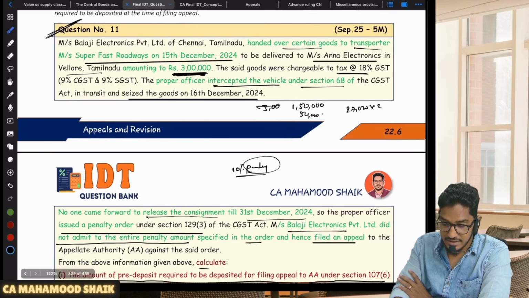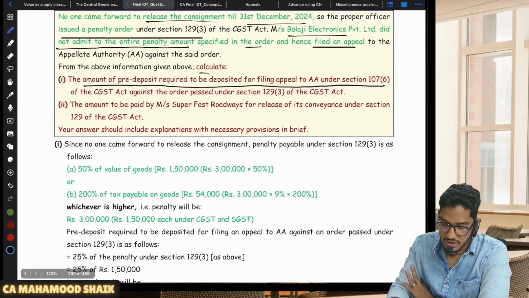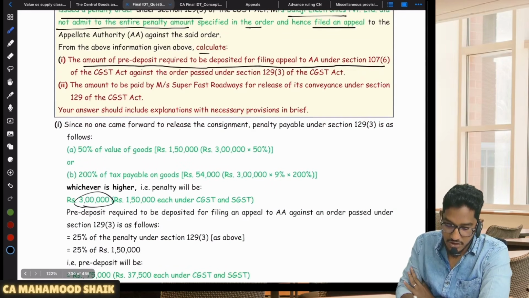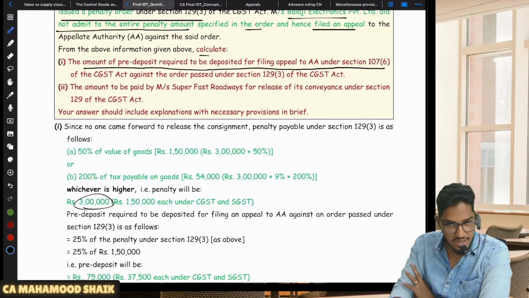Since it is CGST, SGST, 1,50,000 we will take. This is only under CGST heading, equal amount under SGST also. So total amount of penalty which will be charged, how much? 3 lakh. 1,50,000 under CGST, 1,50,000 under SGST.